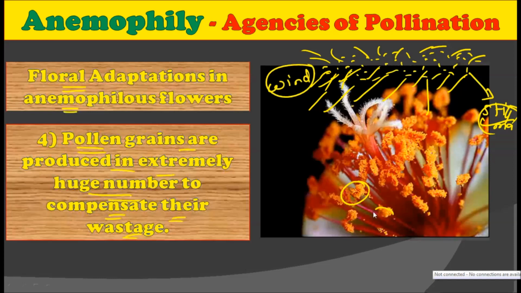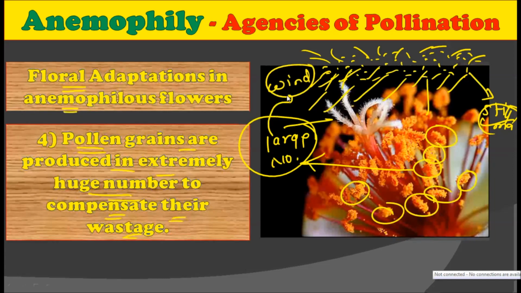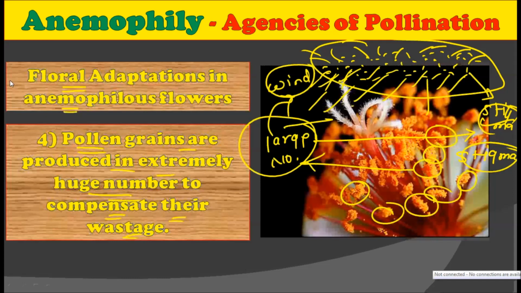As you can observe in this picture, a huge number of pollen grains are present because these pollen grains should be in very large number, as this adds advantage to the wind pollination. In wind pollination many pollen grains tend to get wasted, and this large number of pollen grains can ensure that some of the pollen grains will reach the stigma of another flower. So this is again a very important floral adaptation found in the anemophilous flower, that they produce a very large number of pollen grains to compensate for their wastage during the wind pollination.